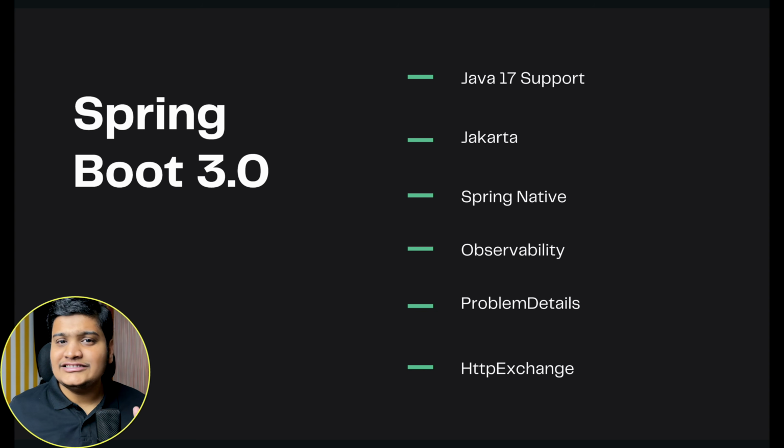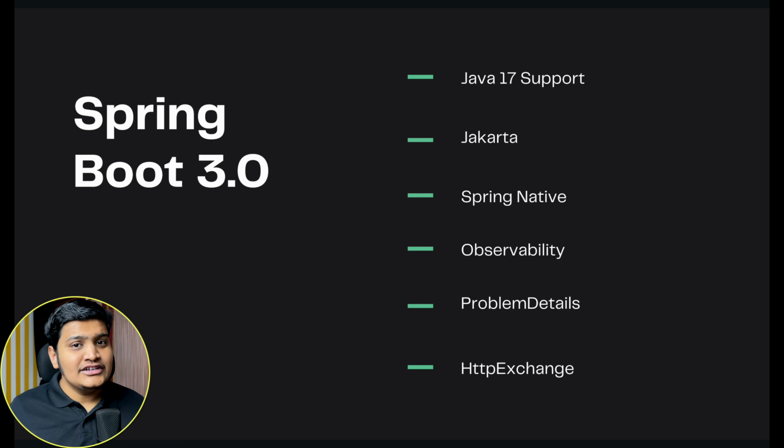The first one is Java 17 support. Out of the box, Spring Boot 3 is going to support Java 17, and that's going to be the base version of it. So we are going to leverage all the Java 17 functionalities like records and everything. We are going to see how to use records in this particular video. If you're not sure about records, then I have created a dedicated video on how to use record in Java, so you can check that out. I will add the link in the description below for that video.